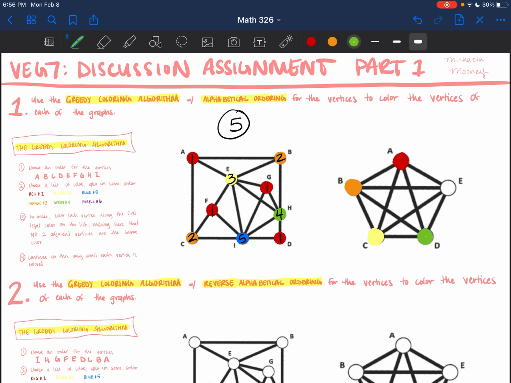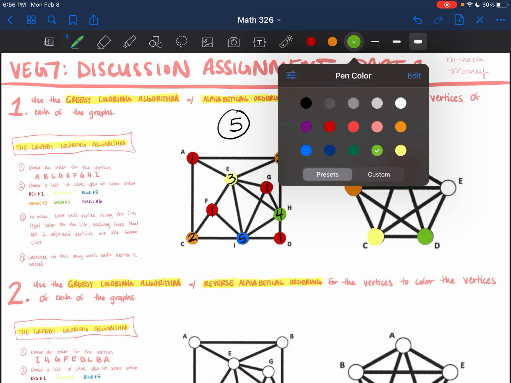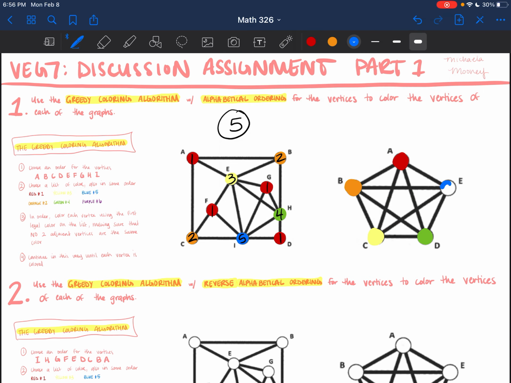D is green. And finally, E is touching A, B, C, and D. So none of the colors we've used so far are legal, and we have to add our fifth color, which is blue. So if we go through and number all of them, red is 1, orange is 2, yellow is 3, green is 4, blue is 5. We have used 5 colors for this graph as well.